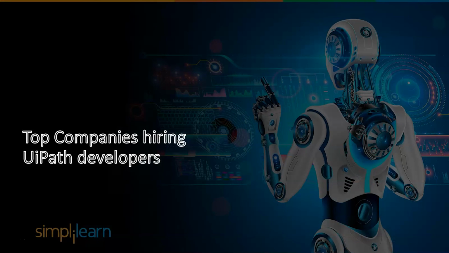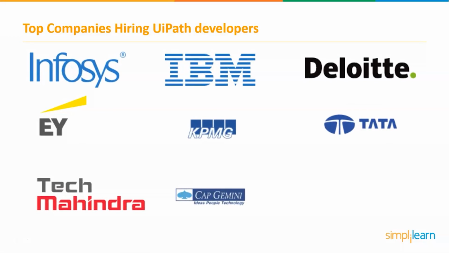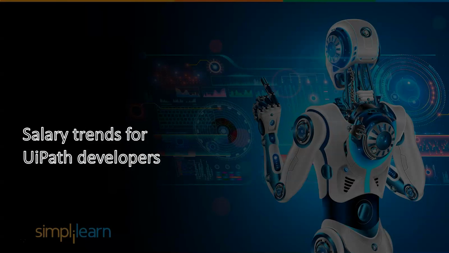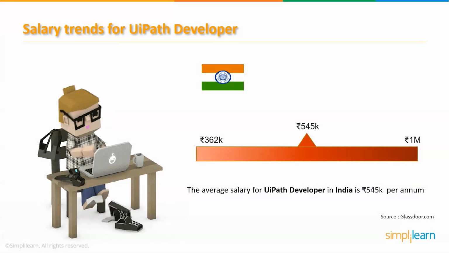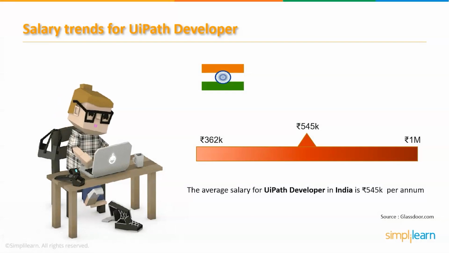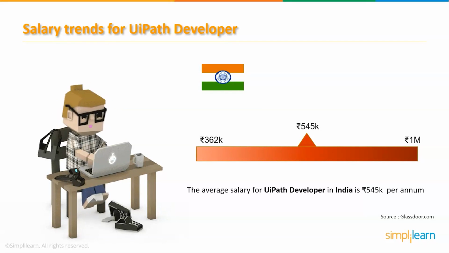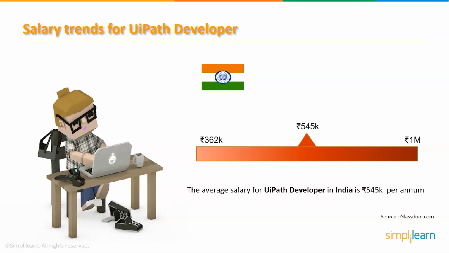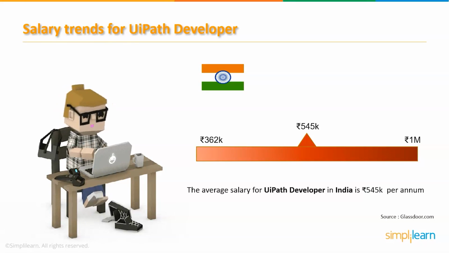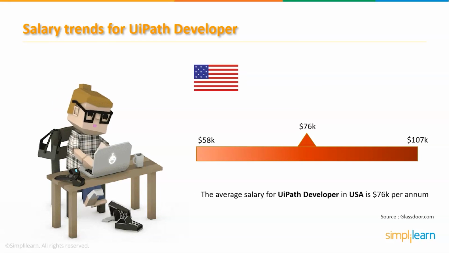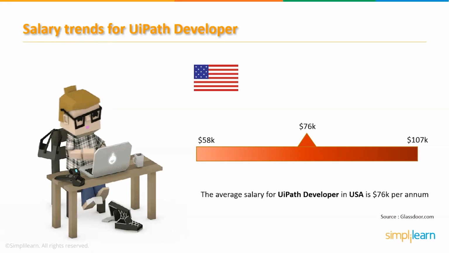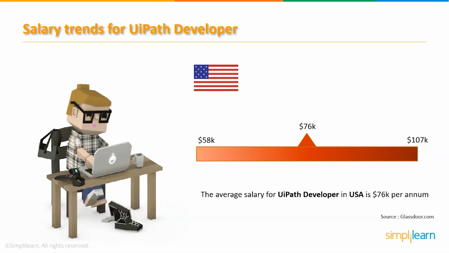Let's look at the top companies hiring UiPath developers. Infosys, IBM, Deloitte, EY, KPMG, Tata, Tech Mahindra, and Capgemini. Let's look at the salary trends for UiPath developers. The average pay scale for a UiPath developer in India is 5,45,000 rupees. UiPath developers' salary ranges from 362,000 rupees to 1 million. In USA, the UiPath developer's salary ranges from $58,000 to $107,000, and the average salary is $76,000.